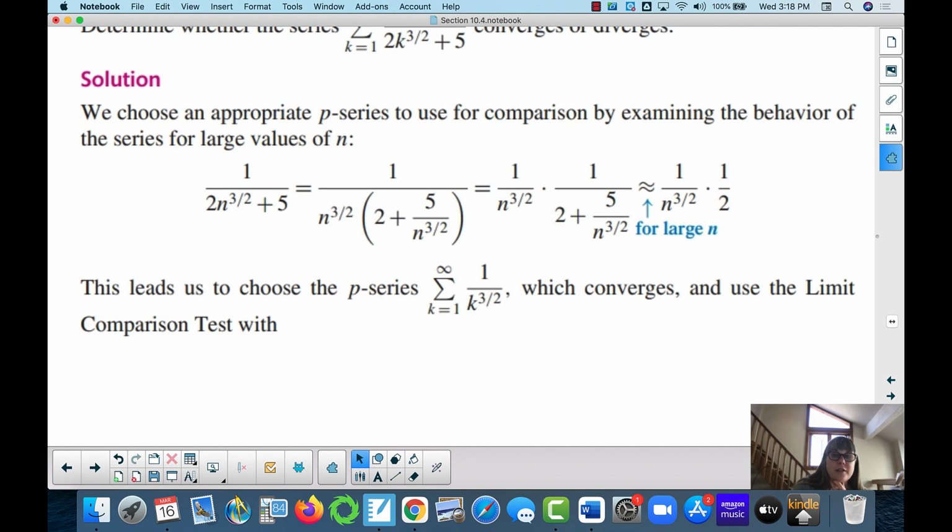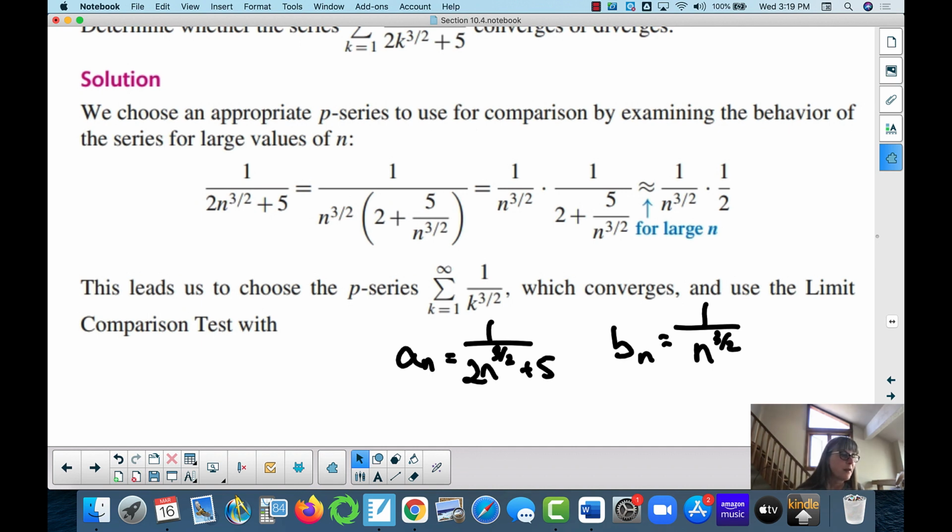Because this is just a constant multiple rule for this. This is a p series where p is going to be 3 halves. So our a sub n is 1 over 2n to the 3 halves plus 5, and our b sub n is 1 over n to the 3 halves for our p series. So we do our ratio.